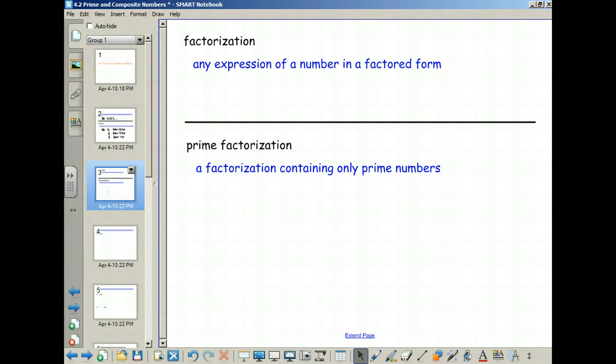0 is not a positive integer. 1 is a positive integer. So the issue is, is 1 in either of these categories? What are the factors of 1? 1. So how many factors does it have? 1. What does it take to be prime? 2. What does it take to be composite? More than 2. So 1 is not prime and it is not composite either, okay?